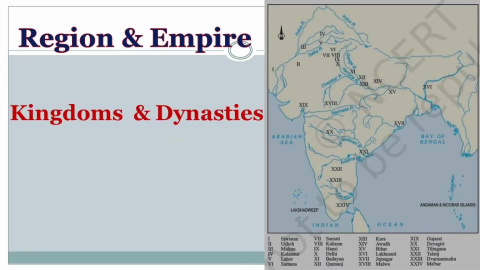This is a map given in the textbook. If you look at the map, you can see the names of various kingdoms and dynasties. These were the various empires which ruled over various regions in India.